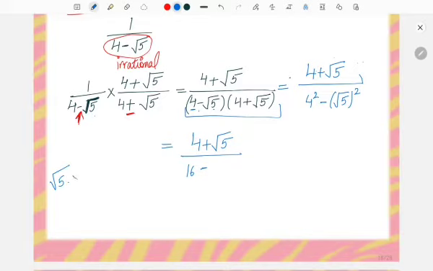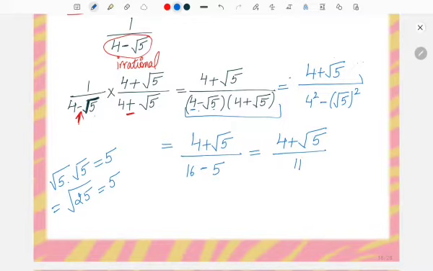Again, √5 multiplied by √5 is √25, and 25 is the square of what? 5. So basically √5 into √5 is what? 5. So we are going to write here 5. The answer turns out to be 4 plus √5 divided by 11.